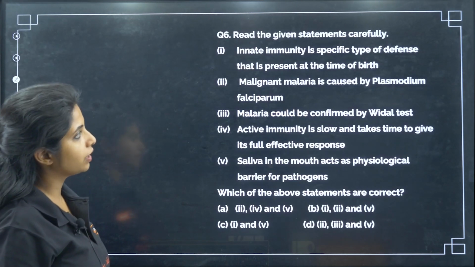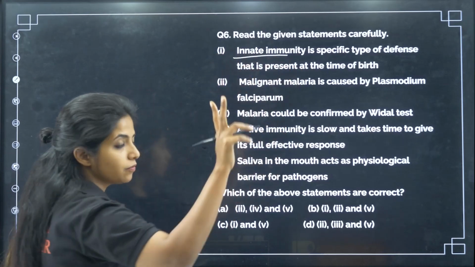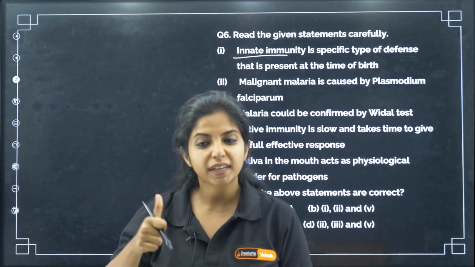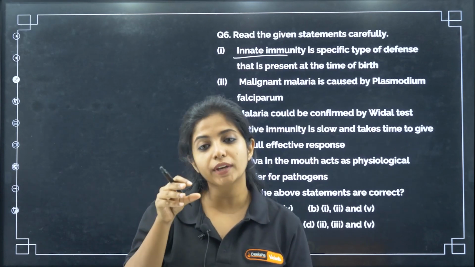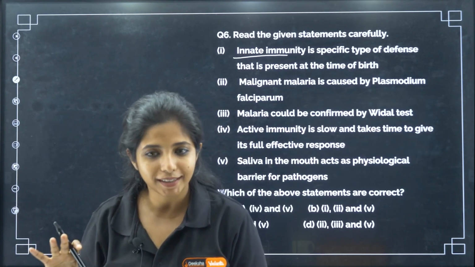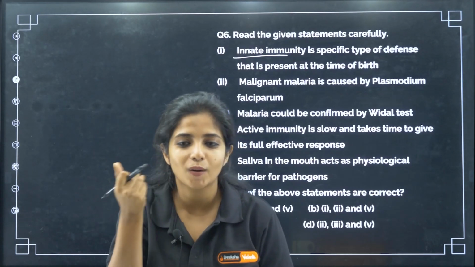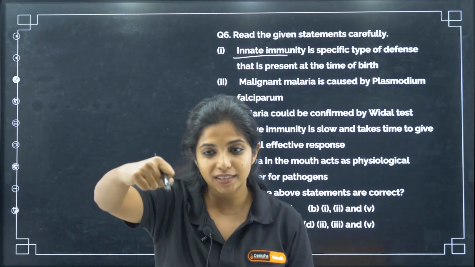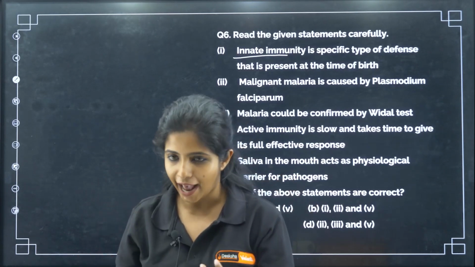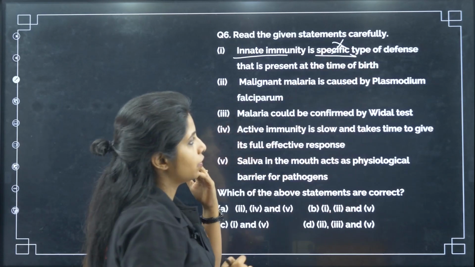Innate immunity is a specific type of defense that is present at the time of birth. First thing, innate immunity: you have two types of immunity, innate and acquired. Innate is something that is there from birth. I agree. But is it specific? Is it specific that, okay, when this particular thing comes, I will be producing this? No, my dear children. The tears that we produce kill a lot of organisms. We do not know whether it's a bacteria or this or that. The skin acts like a barrier for everything that tries to get in. So it is not specific to what it acts on. So innate immunity is not specific. Here it is written specific, so that is wrong.